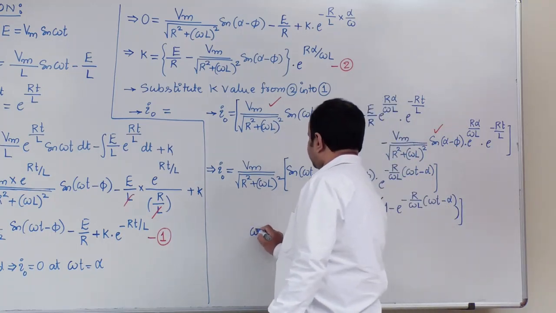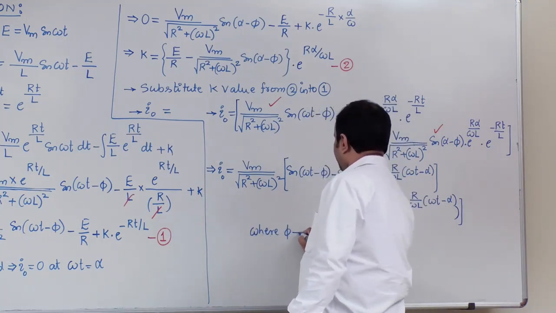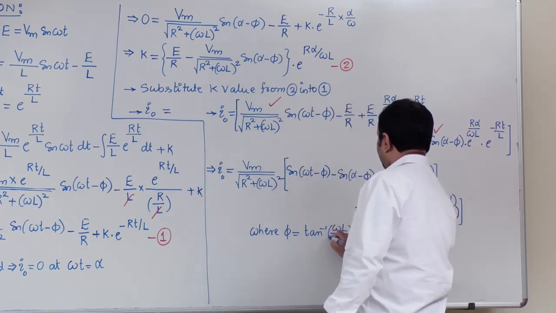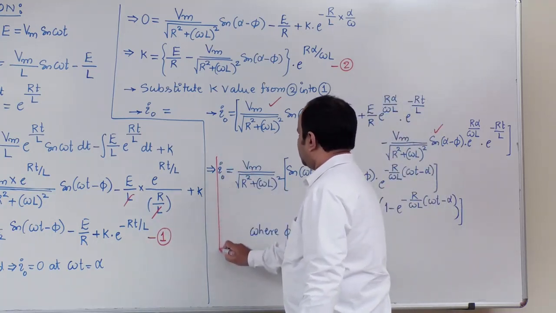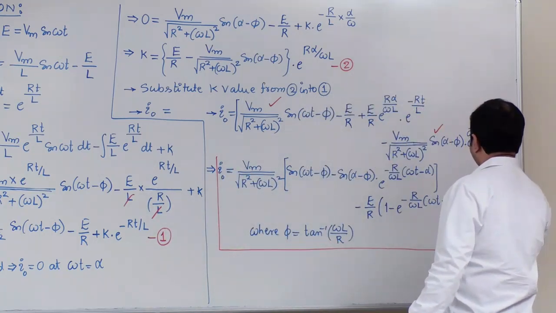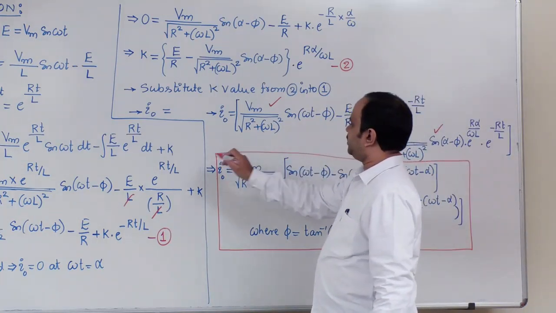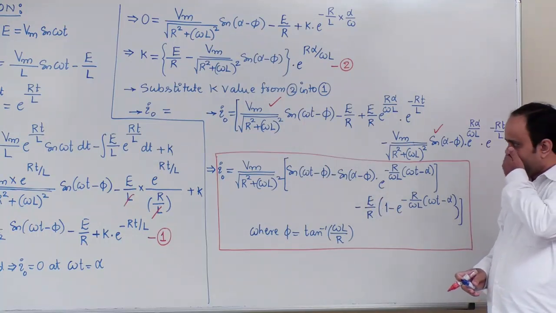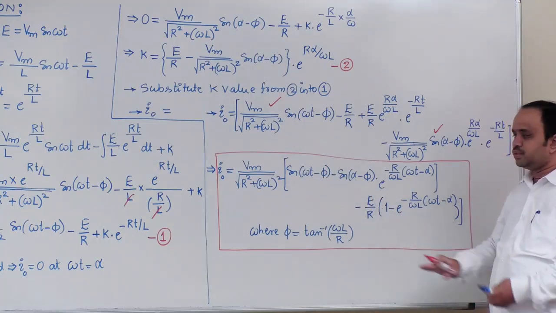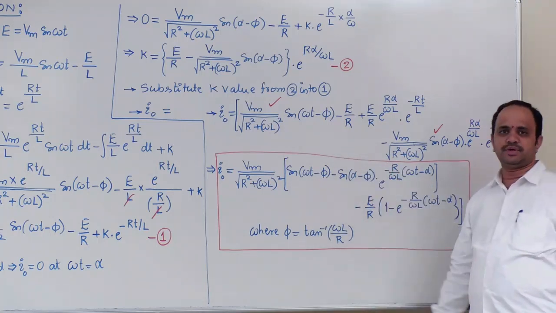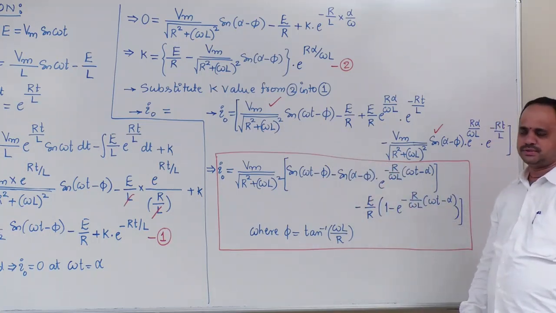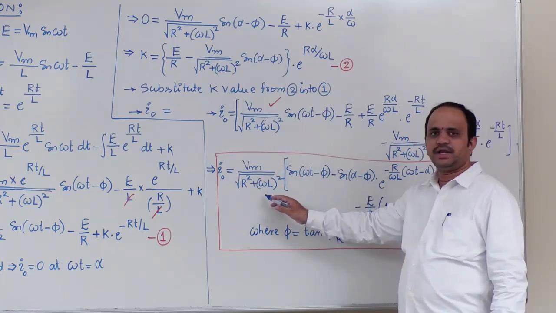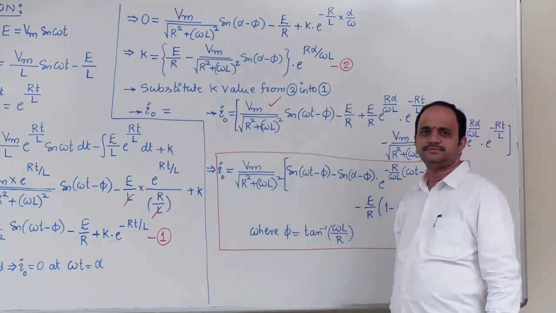In this equation, phi is equal to tan inverse of omega L divided by R. So this is the expression for current flowing through the circuit, right? Of course, the equation looks a little bit lengthy, but observe carefully, there is no new term in this total equation. All of the terms are known to us. What are they? Vm by root of R square plus omega L whole square, anyhow it is a constant, no need to worry about that.